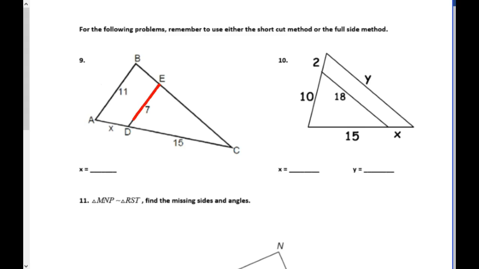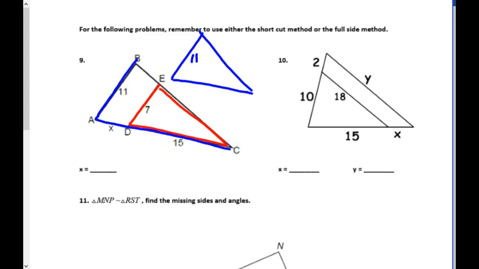Alright, so on this one, we had a small triangle inside of a bigger triangle. I'm going to redraw the bigger triangle. Now for the bigger triangle, this side is 11. And then, this is the tricky part. This side, I'm going to take the x and the 15 and add them up. So it's going to be x plus 15. So the small triangle is 7, 15. The big triangle is 11 and x plus 15. So let's connect them. 7 goes to 11, 15 goes to x plus 15.